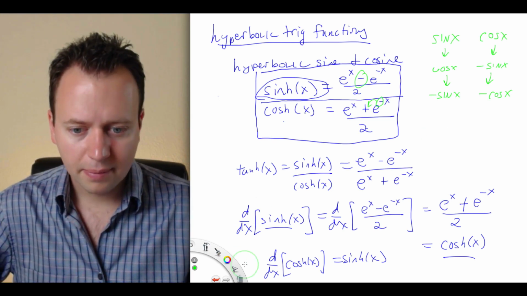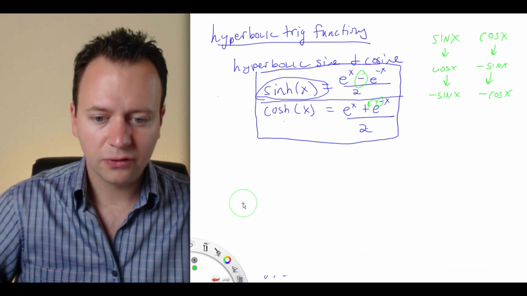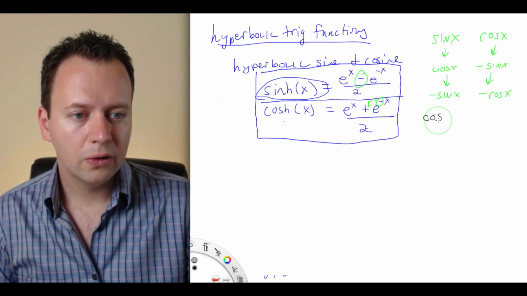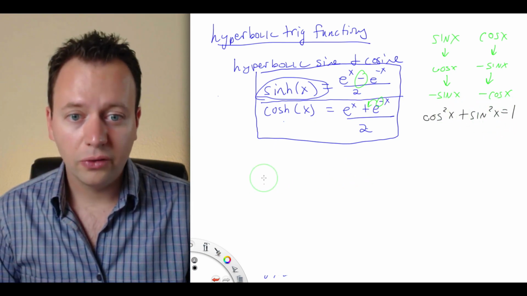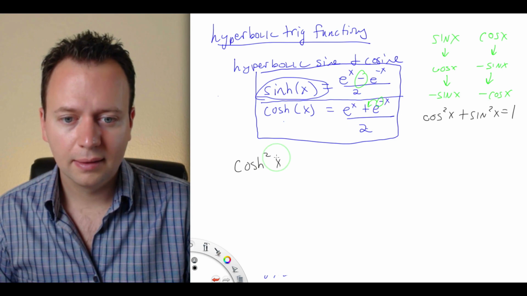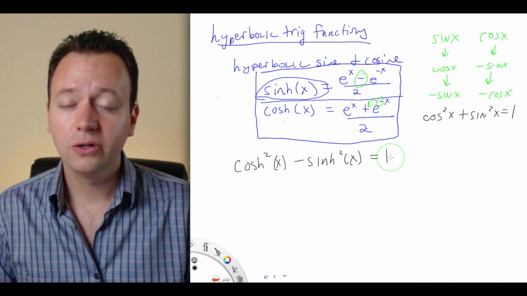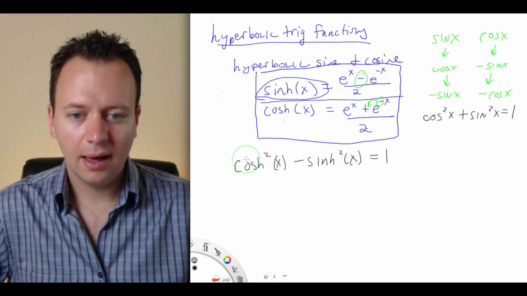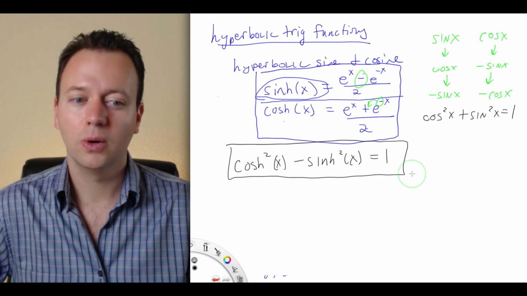There's another analog. Sine and cosine satisfy the relationship that cosine squared of x plus sine squared of x is equal to 1. Now, the hyperbolic sine and cosine satisfy something similar. Cosh squared of x minus sinh squared of x is equal to 1. So instead of adding them together, when you subtract them, you get 1. And we can see this, so let's prove this fact. Cosh squared minus sinh squared is equal to 1.